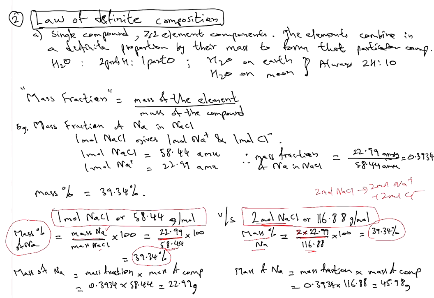So what we gather from this is, irrespective of the weight of the compound, always the mass fraction of the element, which is a component of the compound, will always remain the same. So mass percentage will remain the same. However, let's see the mass. The mass of the element will depend upon the mass of the compound, because you multiply the mass fraction with the mass of the compound to get actually the mass of the element, because mass fraction is nothing but mass of the element upon compound.